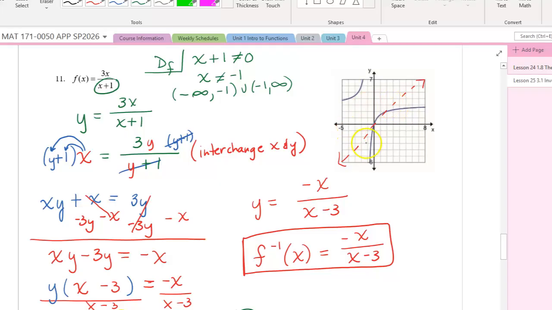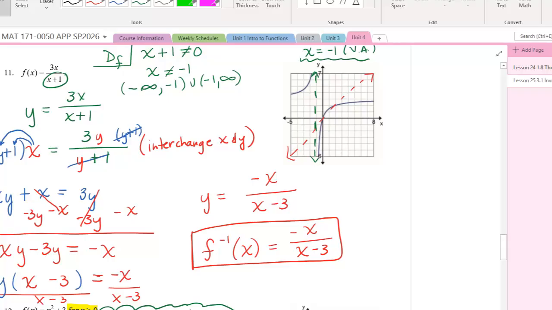And if we look at this graph, we see a vertical asymptote right here at x equals -1. And from what we learned in Unit 3, that graph is never going to cross this vertical asymptote. And so that is the domain of the original function.